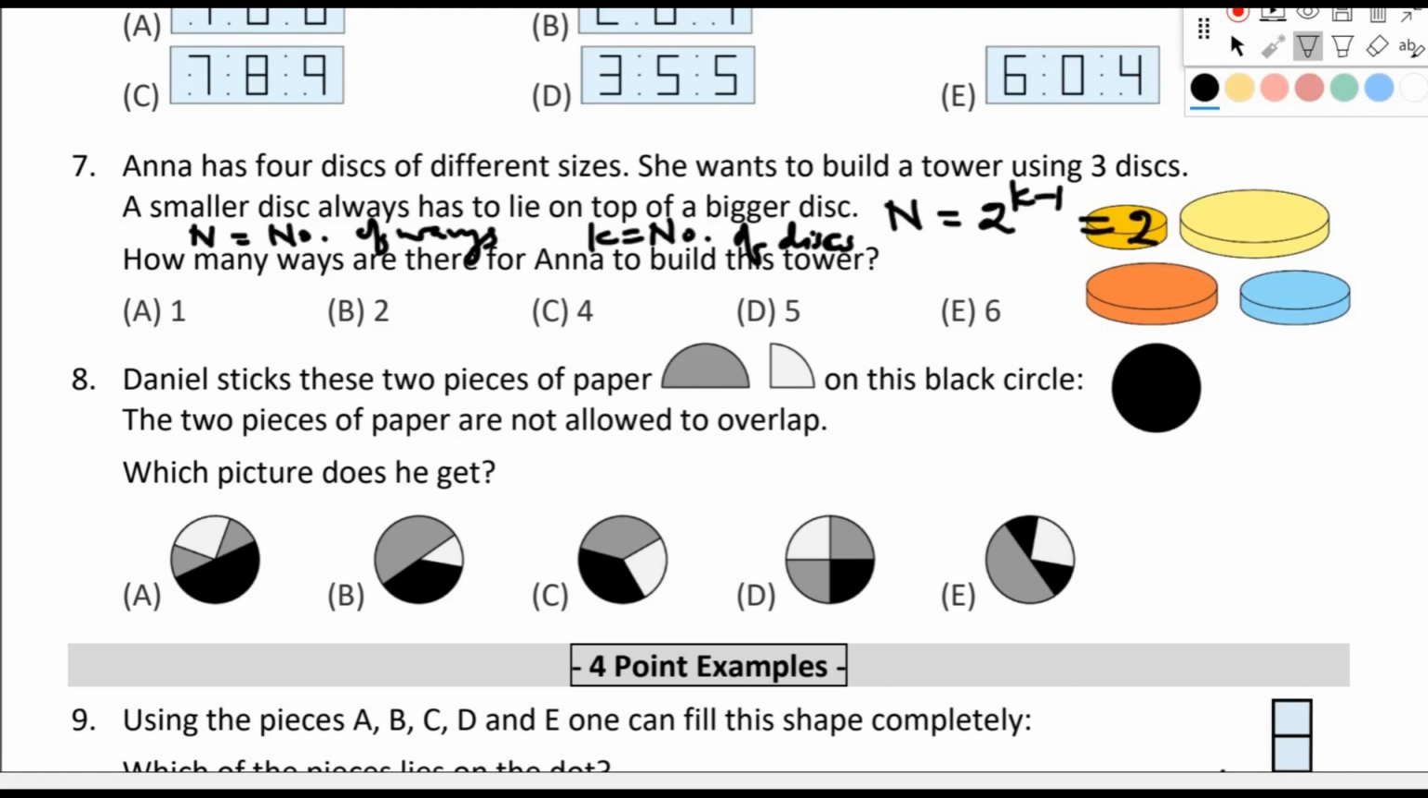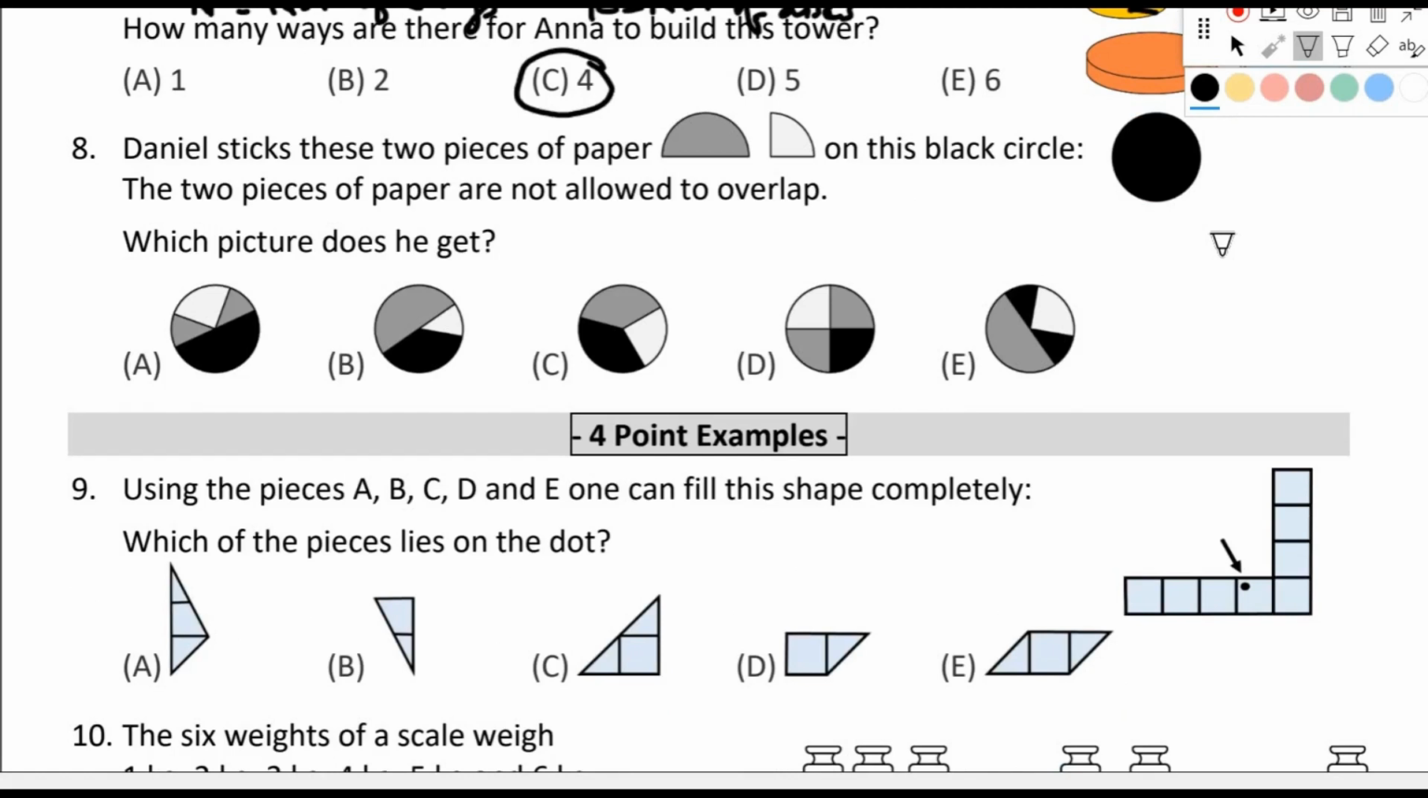That is 2 to the power. There are 3 discs. Here 3 discs are used, so 2 to the power 3 minus 1. That's 2 squared, that's 4. So in 4 different ways, the arrangement of the discs can be done.